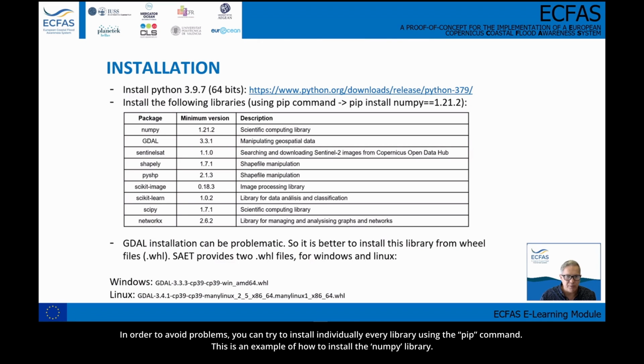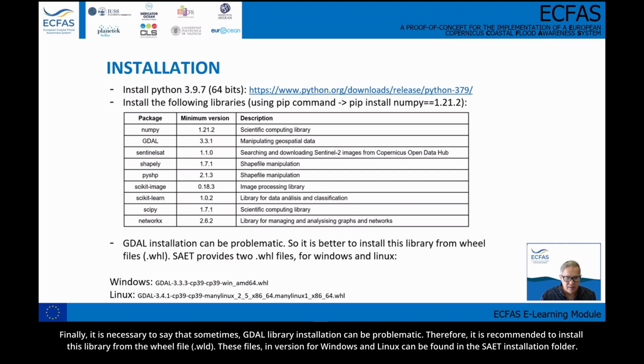In order to avoid problems, you can try to install individually every library using the pip command. This is an example of how to install the NumPy library. Finally, it is necessary to say that sometimes GDAL library installation can be problematic. Therefore, it is recommended to install this library from the wheel file. These files, in version for Windows and Linux, can be found in the SAET installation folder.